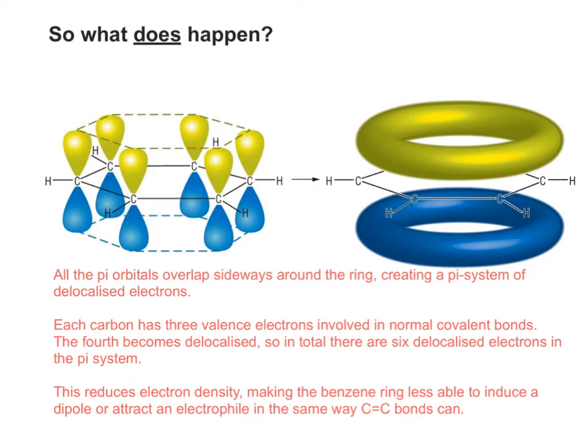So if you look closely at the diagram, you can see that each carbon has 3 normal covalent bonds, 2 to neighbouring carbons and 1 to a hydrogen. Carbon has 4 electrons in its outer shell, so the 4th valence electron gets involved in the pi system. It becomes delocalized, they can move around, and therefore, because they can move around, they're not fixed in one place, so this means that they're less available. If they're less available, we have what's called lower electron density, and that makes the benzene ring less able to induce a dipole or attract an electrophile to undergo electrophilic addition in the same way that carbon-carbon bonds in alkenes can do. So this makes benzene more stable and less reactive than alkenes.